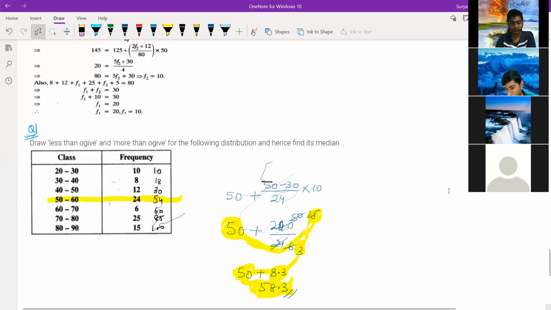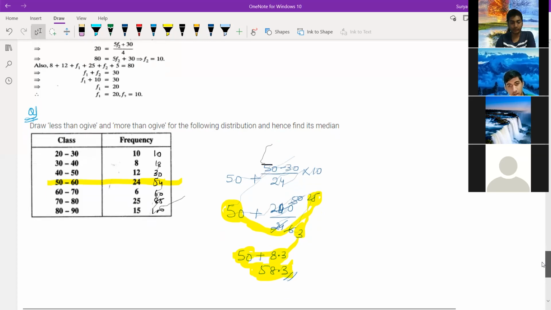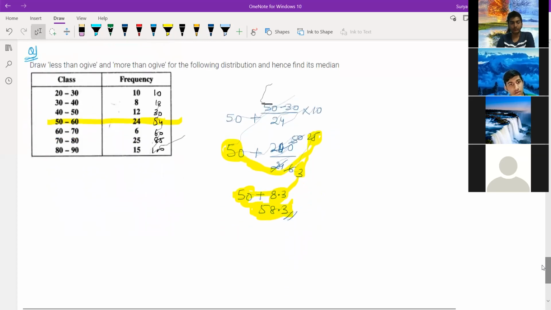You have not tried the Ogive graph, Drishi. Sir, how much are you getting? The answer should be 58.3. I'm getting it near 55. Okay, fine, no problem. Are you doing it in graph paper or a notebook? Notebook only, that's why some mistakes here and there will come.